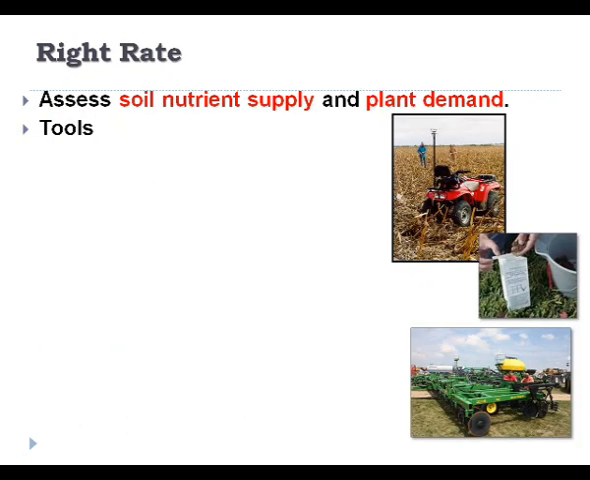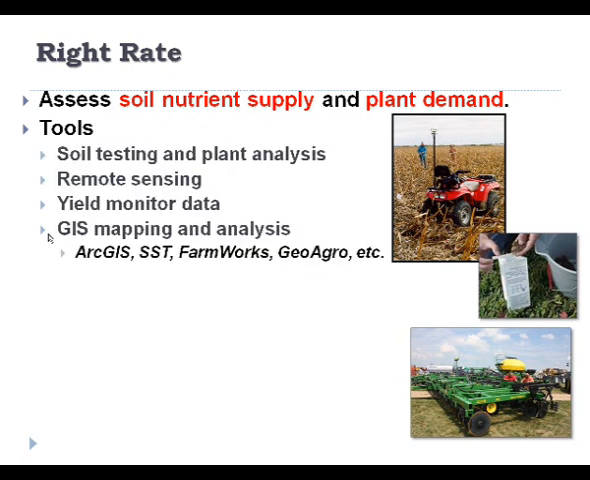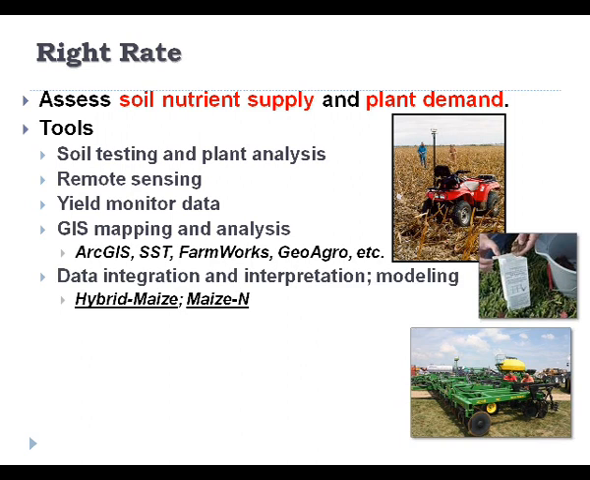The right rate, we want to make sure we put the soil nutrient supply and plant demand in balance. So using soil testing and various applicator systems as tools. Remote sensing comes into play here, as well as yield monitoring and GIS mapping to make sure that we know what the variability in the field is and we can manage that if at all possible.